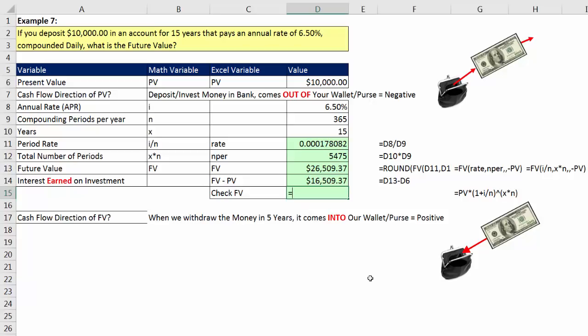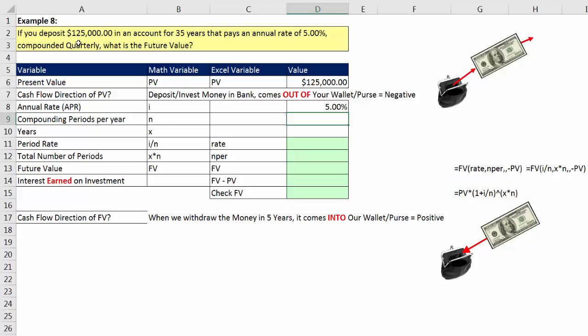Let's check. The future value equals, there's the present value times, in parentheses, 1 plus our teeny period rate, close parentheses, caret, that's our exponent, and we're going to raise it to the total number of days, which is our total number of compounding periods. And when I hit enter, check. All right, the power of compounding interest and number of compounding periods per year at 365. All right, let's go look at example number 5.